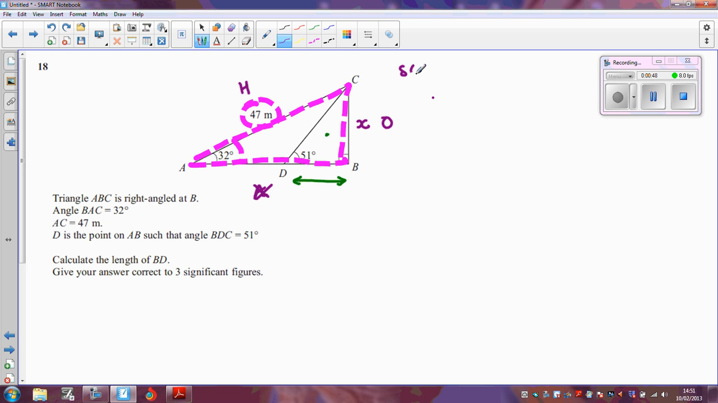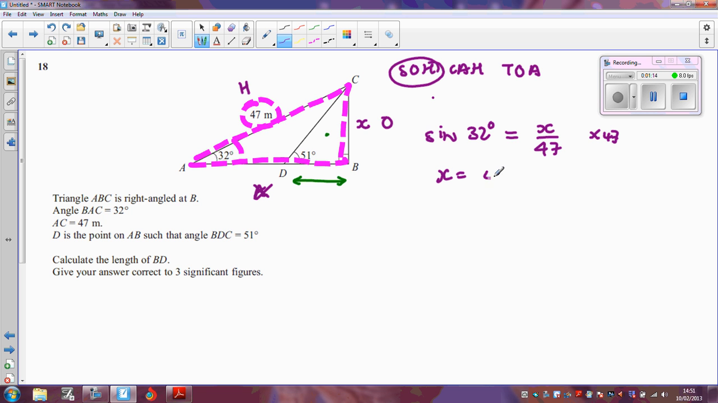Which of my three trig ratios uses opposite and hypotenuse? And I can see, if I just look at my SOHCAHTOA, the one that uses the opposite and hypotenuse is sine. So I can write that sine 32 degrees is equal to the opposite, well, that's x that I want, divided by the hypotenuse, which is 47. If I now multiply by 47, I can see that x is going to be 47 multiplied by sine 32.